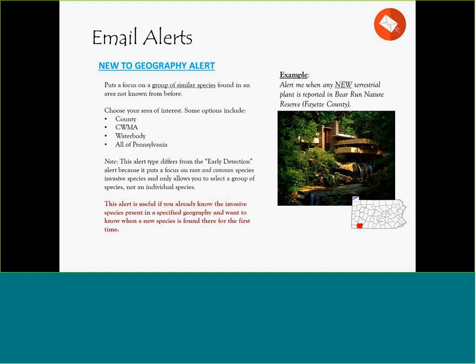This is especially useful for land managers and other natural resource professionals who are fairly familiar with a piece of land. They go out there a lot, and they want to know when something is found there that's new for the first time, whether that's a high priority rare species or something common, like Japanese knotweed. So an example of that would be, alert me when any new terrestrial plant species is reported in Bear Run Nature Reserve, which is in Fayette County.